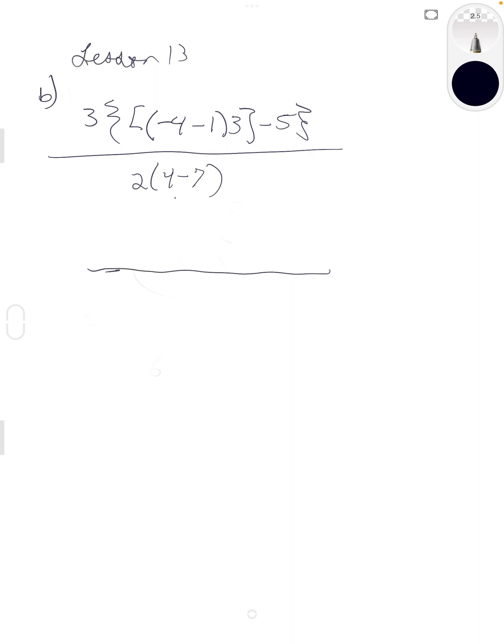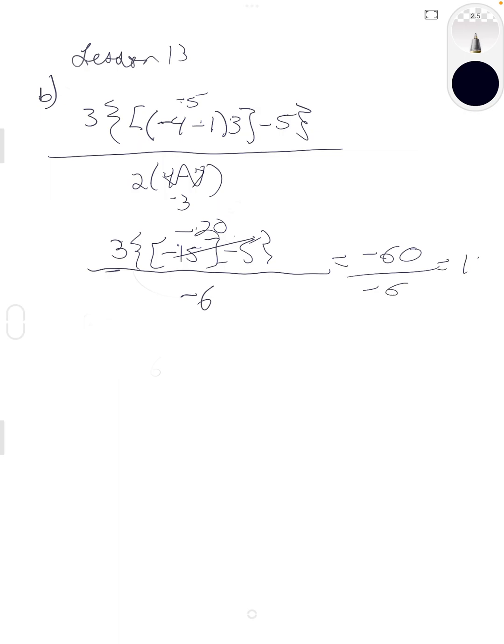Well, 4 minus 7 is -3, right? 2 times -3 is -6. So I can do it that way and just do it kind of in my head. -4 minus 1 is -5. -5 times 3 is -15. I'm going to go ahead and stop there. That's what's inside this. And then I have -5, and then a 3 here. Okay, so now negative 15 minus 5 is going to be negative 20. 3 times negative 20 is negative 60 over negative 6, which is equal to 10.